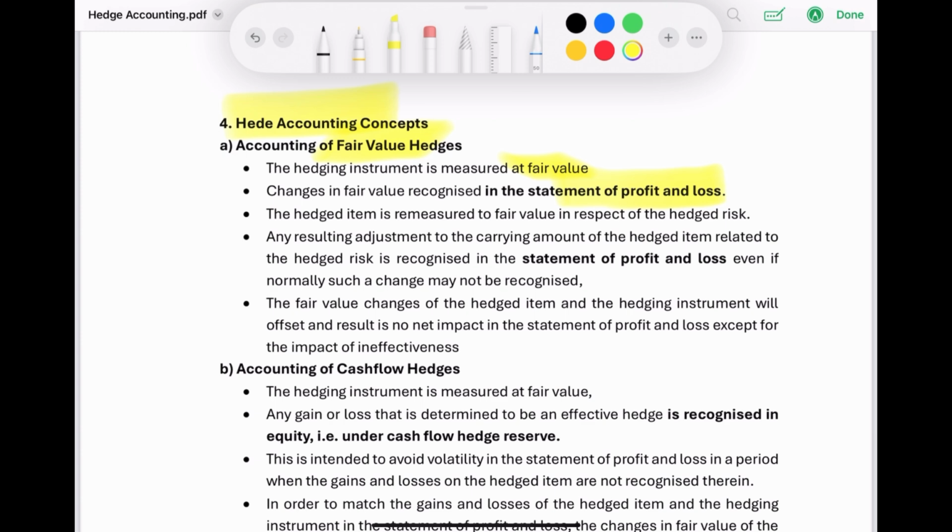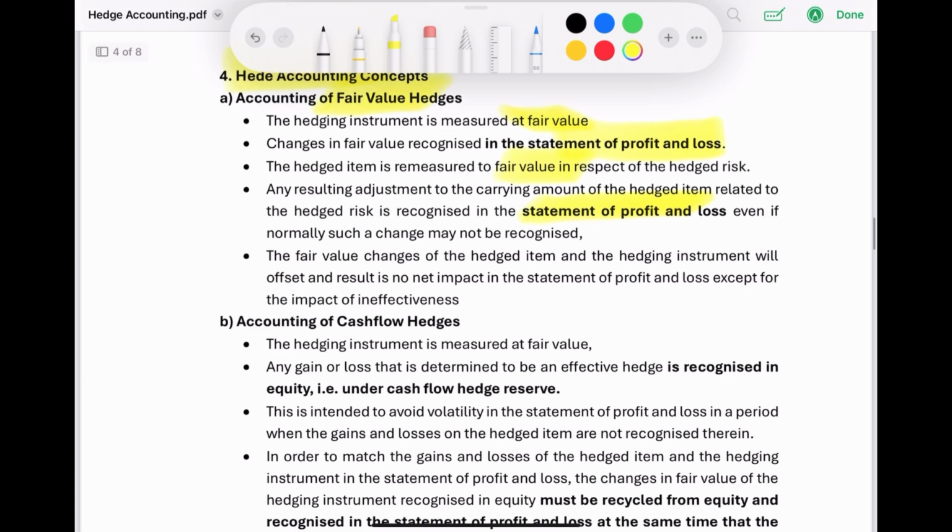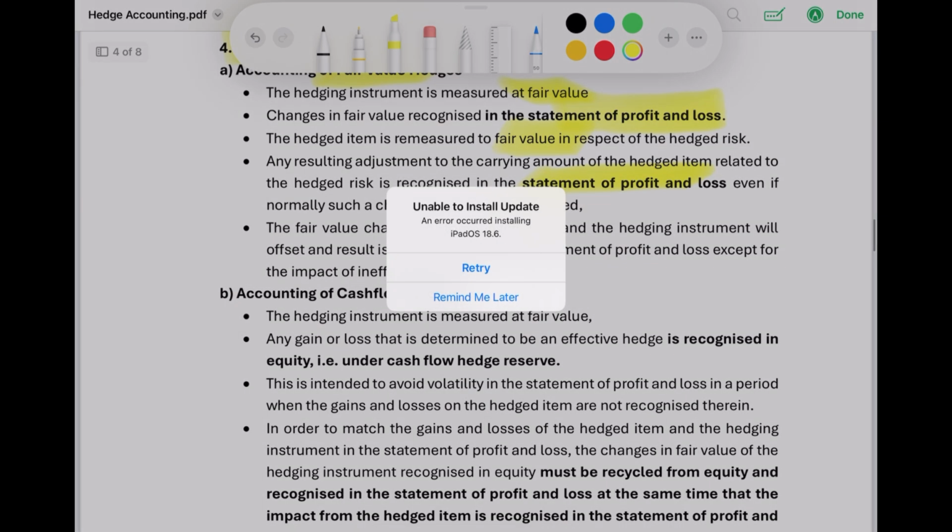Similarly, the hedged item is remeasured at fair value. So both the hedging instrument as well as the hedged item are measured at fair value, and any delta will be flown to the statement of P&L. At the end, any gain or loss from the hedging instrument is expected to offset any gain or loss from the hedged item. So that's how it works. This is how the accounting for fair value hedges needs to be followed.